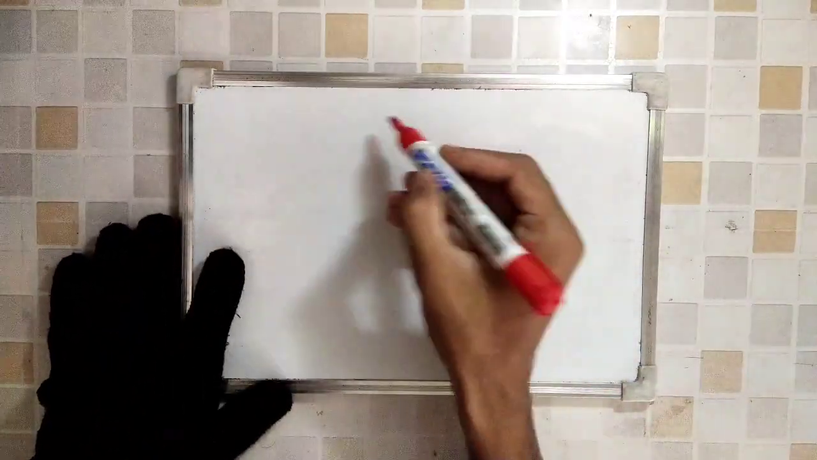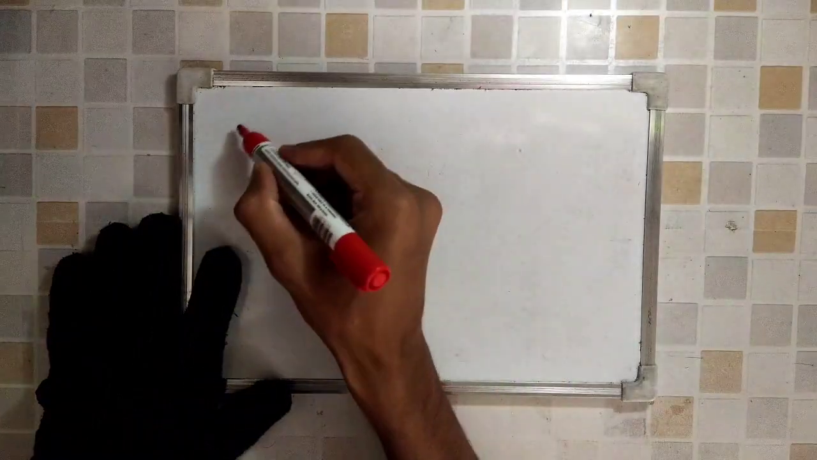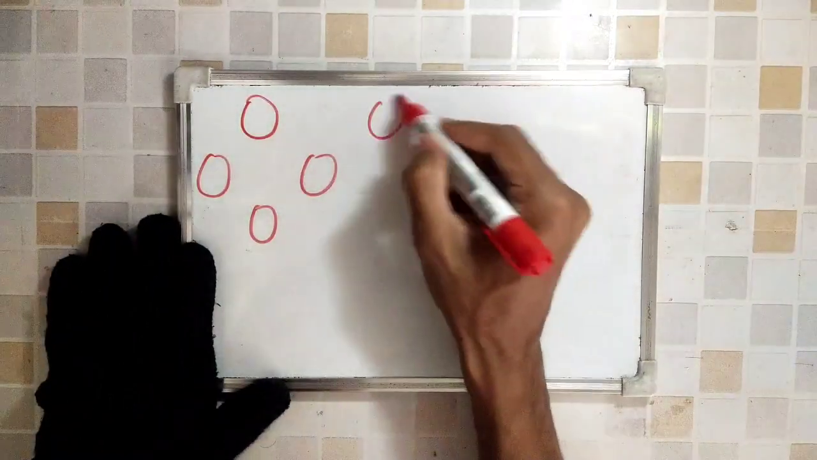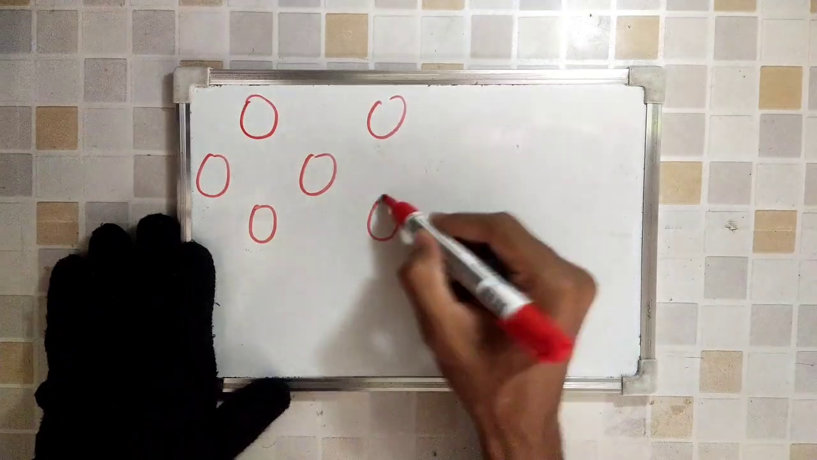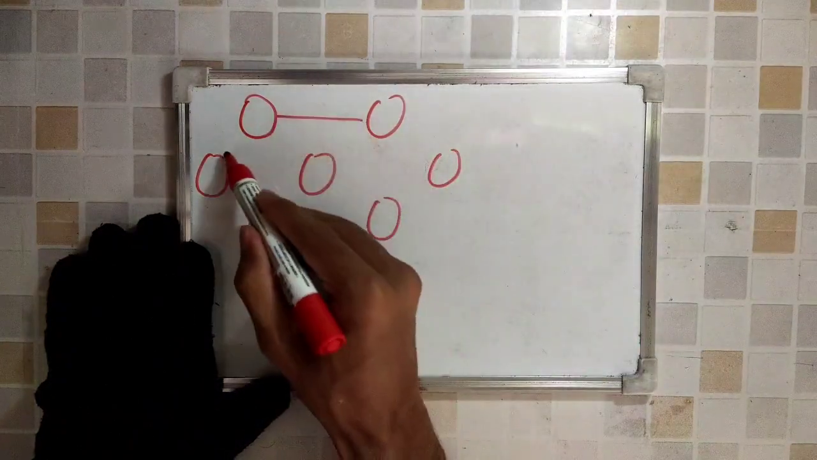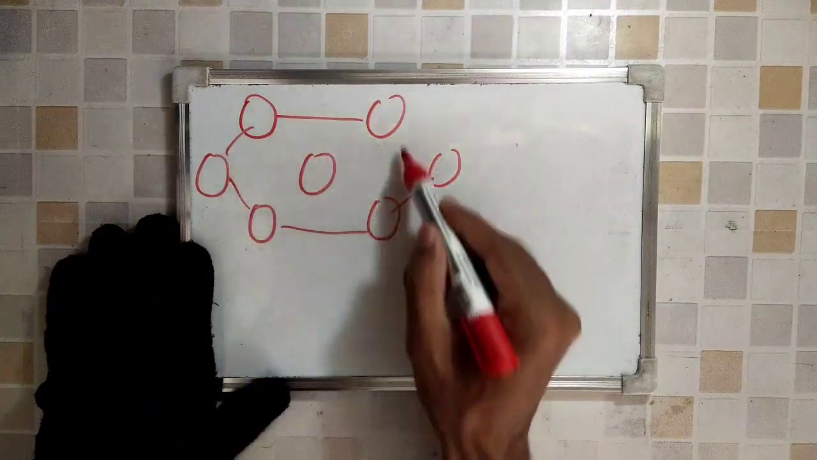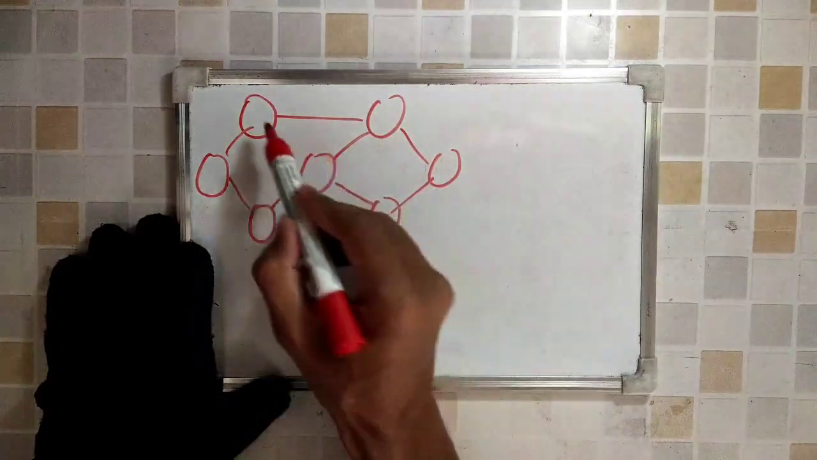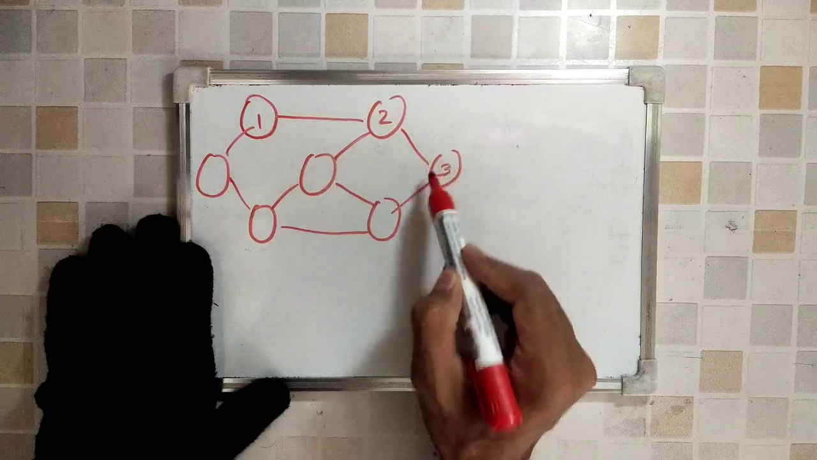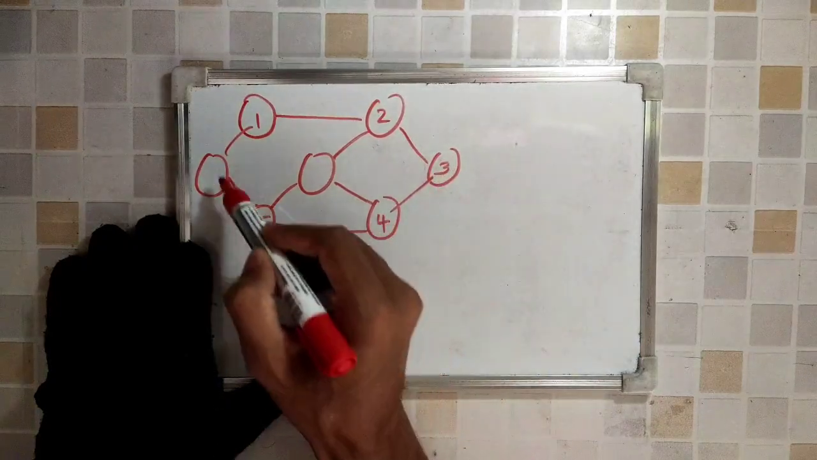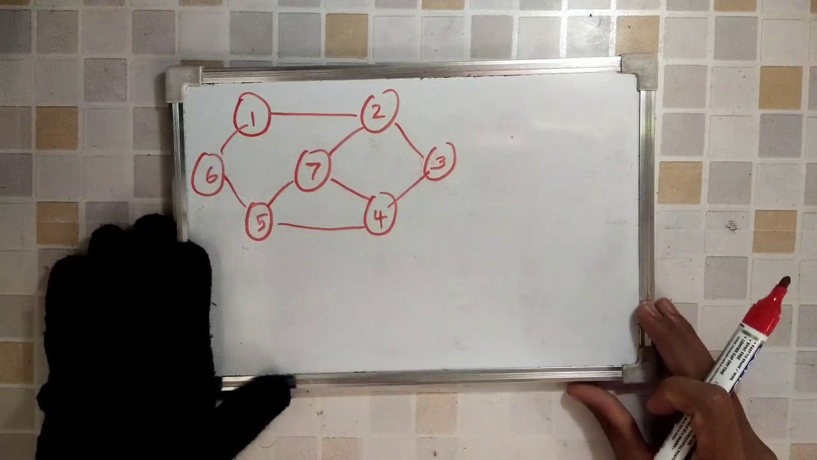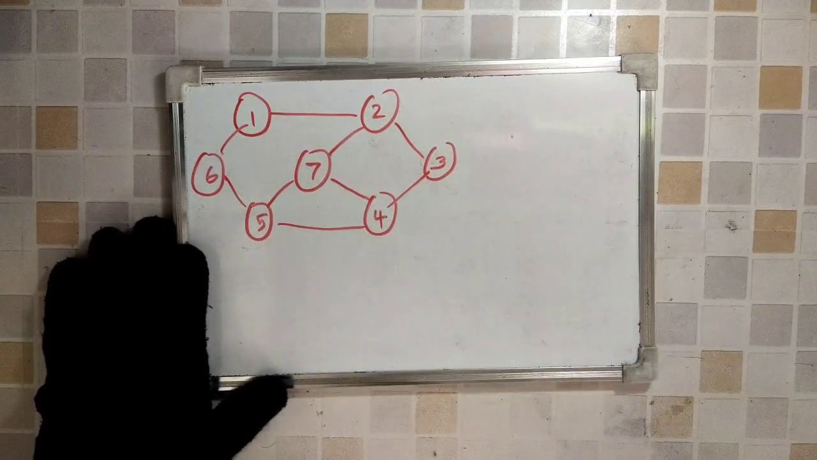Now let us consider we have a graph over here. The graph is like this, here and here. This is 1, 2, 3, 4, 5, 6, and 7. So this is a graph, and the graph has its weights also.